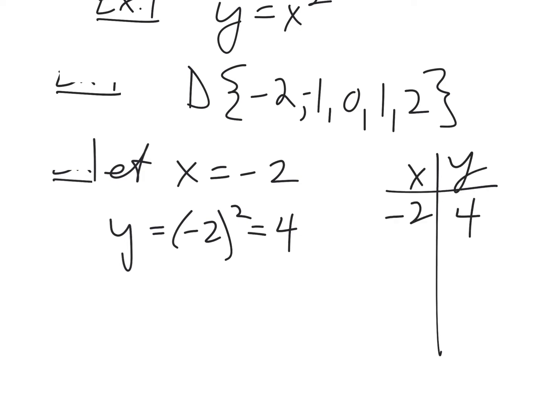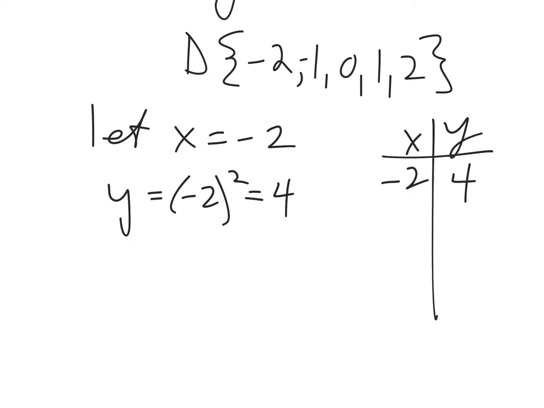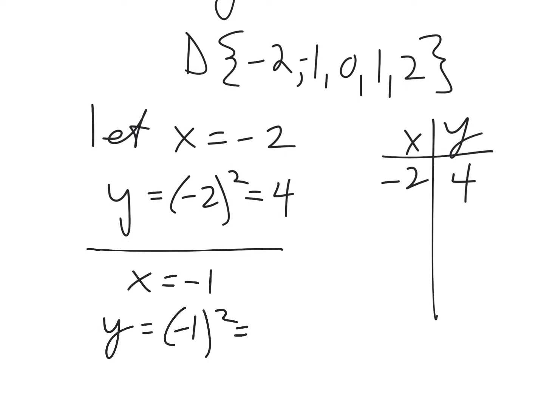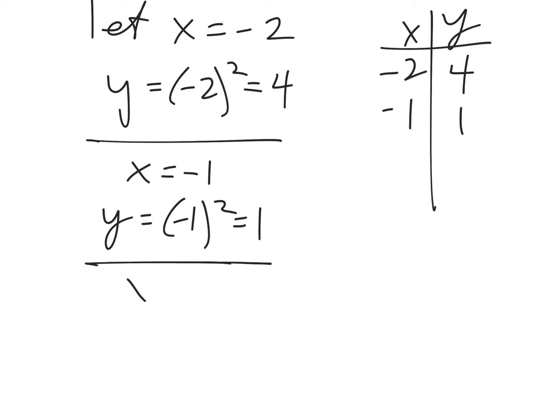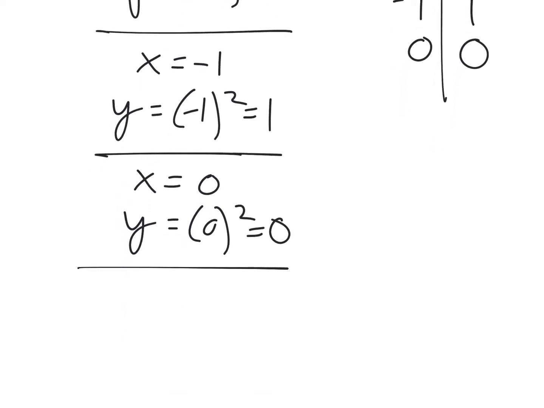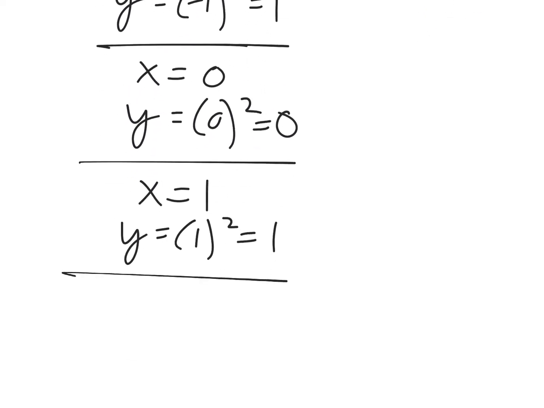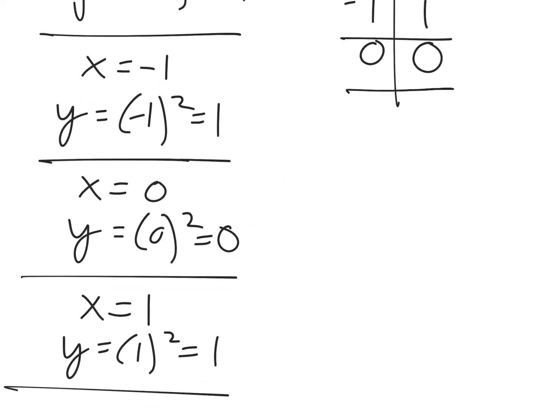At -2, the y value is 4. Then when x equals -1, the y value will equal +1. When x equals 0, the y value will also equal 0. When x equals 1, y equals 1 squared. And when x equals 2, y equals 2 squared. So let's add that to our table of values.